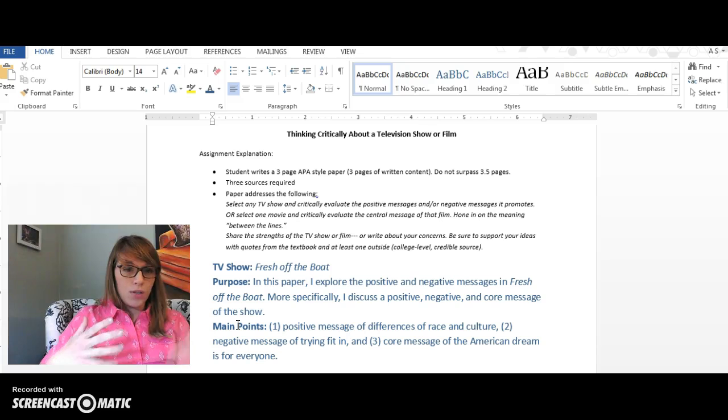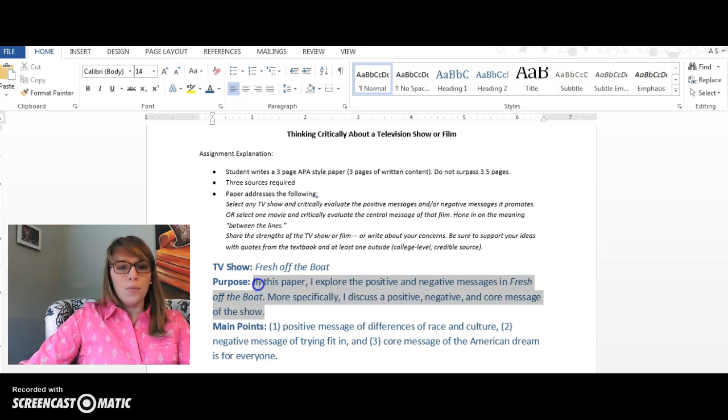Of course, I would want to use the textbook in my writing. I would definitely look for maybe an outside source that talked about cultures blending and trying to fit in, because that would fit with the theme of what I'm writing about. And then certainly I can use the TV show as a third source. So I might quote how Eddie, one of the kids on the show, is trying to fit in his grade school class or middle school class. And so that would be another quote that I could incorporate into my paper.